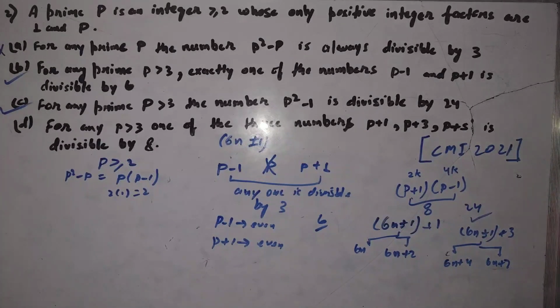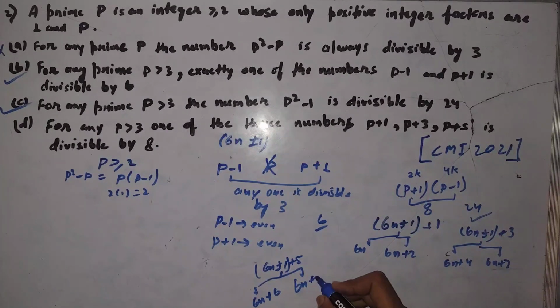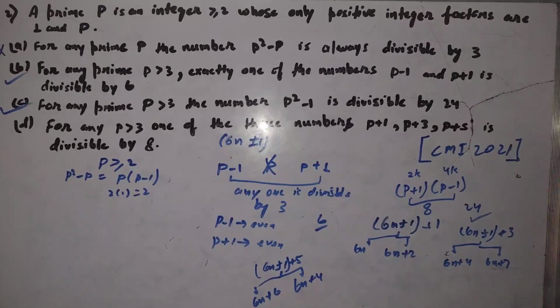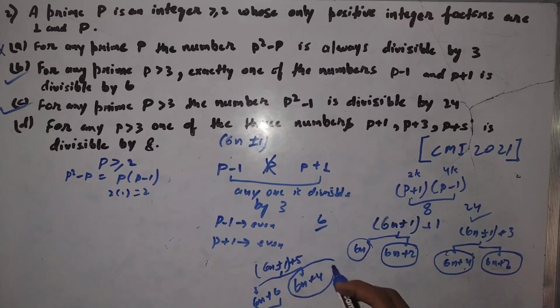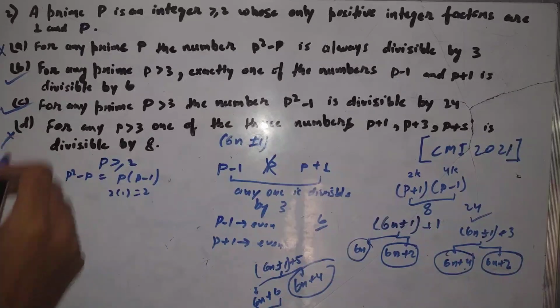Okay, you take another case, that is p plus 5, that is 6n plus minus 1, and this is plus 5. It again leaves you with two cases, that is 6n plus 6, and this is 6n plus 4. Okay, now we can see that it says that it is divisible by 8. So neither this is divisible by 8 nor this is divisible by 8. Here also neither this is divisible by 8 nor this is divisible by 8. Here also neither this is divisible by 8. This is actually divisible by 6 only, and this is also not divisible by 8. So statement D, we can see, is also an incorrect statement.